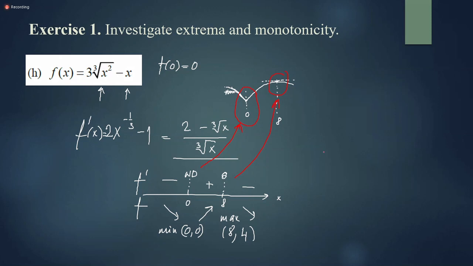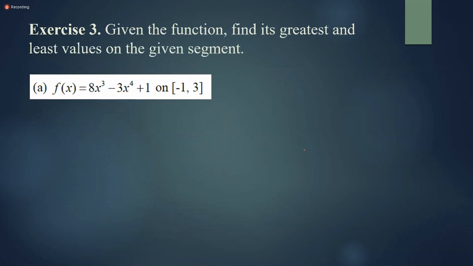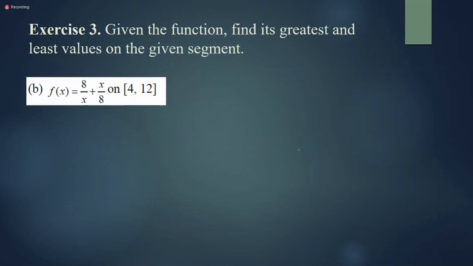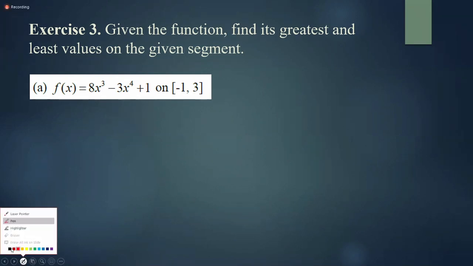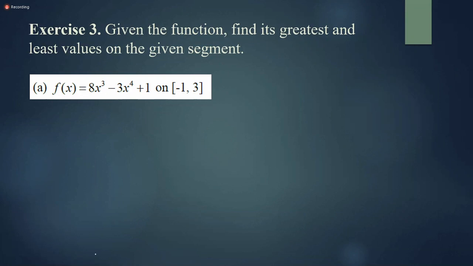Now, I think we did not do this. We only had time for one example last time for finding the greatest and least values. Finding the greatest and least values on a segment. So not the total greatest value, not the total least value, not all of them exist in fact, but on a certain segment.